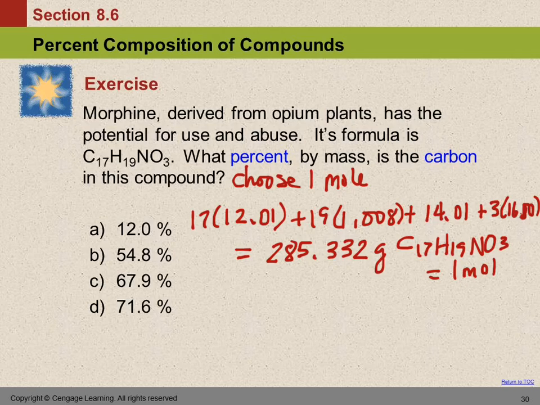What mass of carbon is in 1 mole of morphine? 204.17 grams. That's the mass of carbon, right? So we've got 204.17 grams of carbon in 1 mole of morphine.